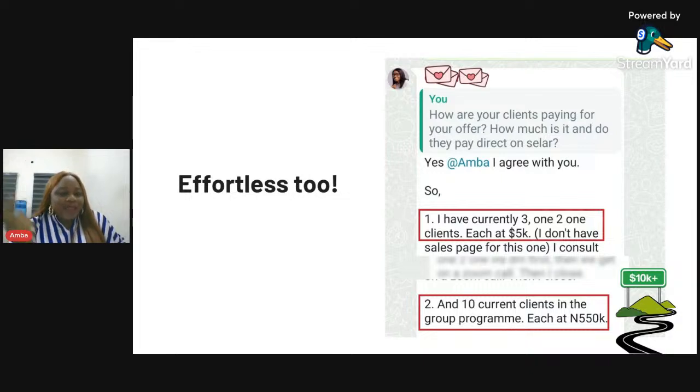And then in repairing everything concerning her high ticket course, these were the kind of conversations we were having. She was even selling the course on a place like Seller. She didn't even need the funnels, the complicated tech she was talking about. She sold it on Seller. You see? And this was a conversation we had. I was asking her, how much is your cost? And do your clients pay directly on Seller? And she said, yes. She said, so I currently have 3 one-to-one clients, each at $5,000. I don't have a sales page for this offer, meaning that she was selling it on Seller. So that's the sales page for her.